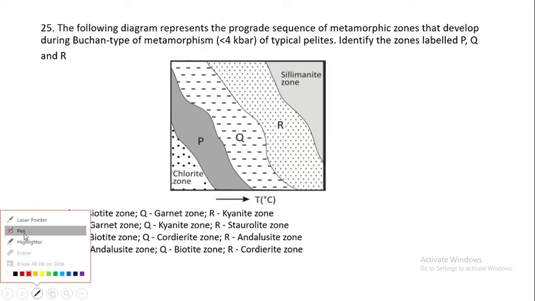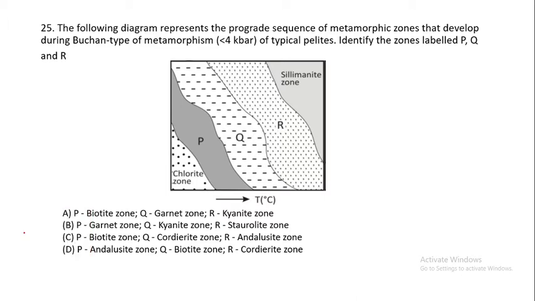Alright, so back to the session. Now this is a question from metamorphic petrology. The question is that the following diagram represents the prograde sequence of metamorphic zones that develop during a Buchan type of metamorphism. As we know, it is less than a kbar, of typical pelites. Identify the zones labeled P, Q, R.